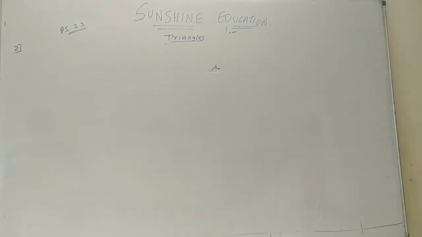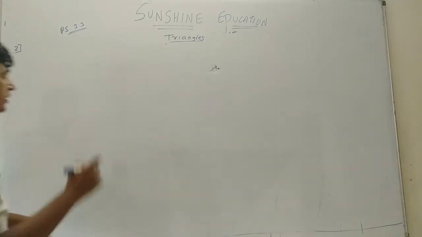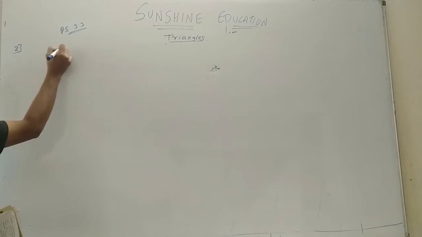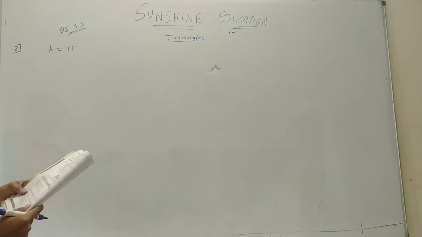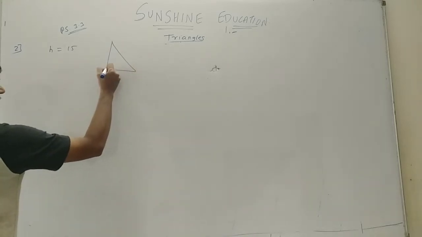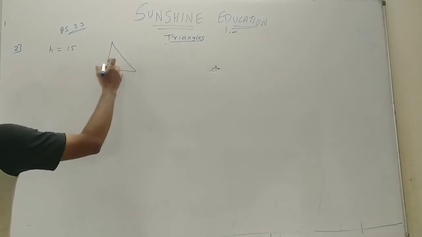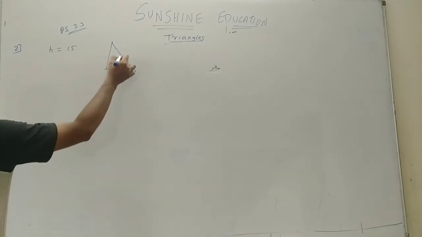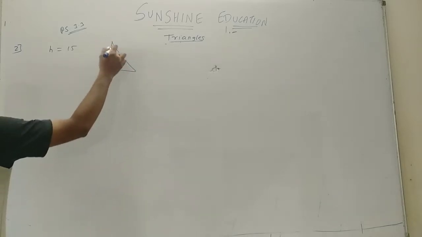Now the next question is, the length of the hypotenuse of the right angle triangle is 50. So the hypotenuse is 50. Find the length of the median of its hypotenuse. For example, this is a right angle triangle and we have a median. We know that median divides the hypotenuse into two equal parts, and if it is a right angle triangle, this will be the half of this.